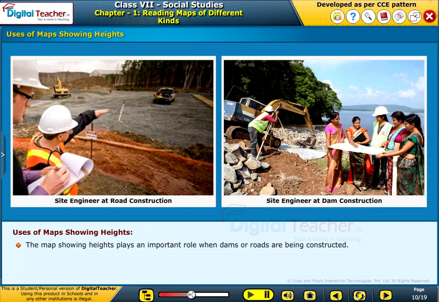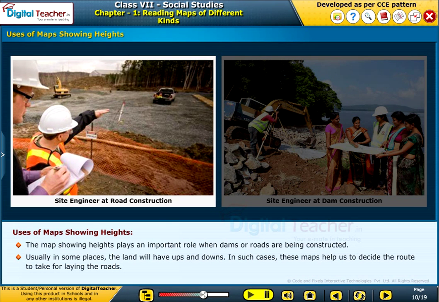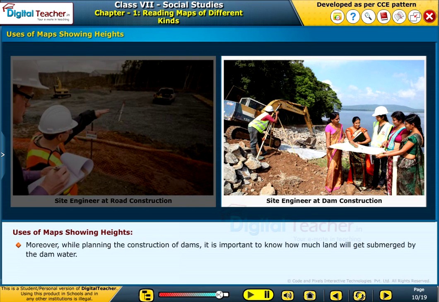The map showing heights plays an important role when dams or roads are being constructed. Usually, in some places, the land will have ups and downs. In such cases, these maps help us to decide the route to take for laying the roads. Moreover, while planning the construction of dams, it is important to know how much land will get submerged by the dam water.